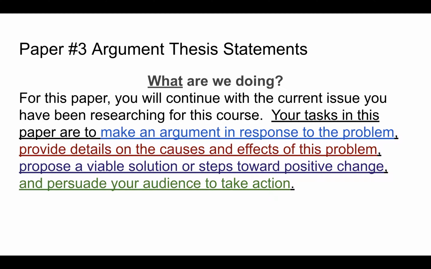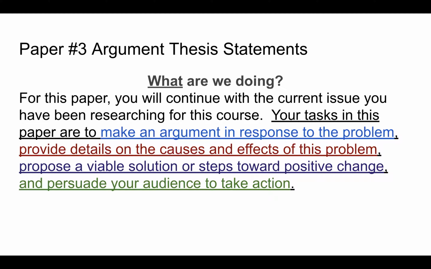So right here, I've just pulled the very first short paragraph, the prompt for this paper from the assignment sheet. So your tasks in this paper are to make an argument in response to the problem. So you're taking a position regarding the problem. Your position mainly is that this is a problem and we need to do something about it. Provide details on the causes and effects of this problem. So large sections of your paper will be devoted to what is causing the problem and what are the negative effects of the problem. Propose a viable solution or steps toward positive change, and persuade your audience to take action.